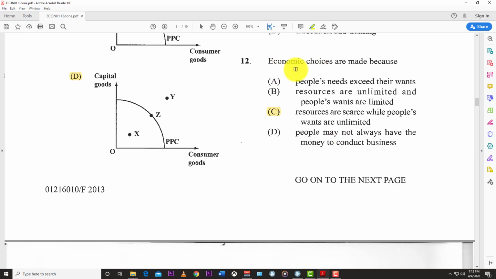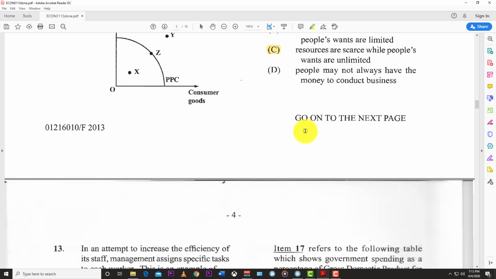Number 12, economic choices are made because, and the best answer here is C, resources are scarce while people's wants are unlimited. Or we want a lot, but resources are scarce, and so therefore we have to make proper choices as to what to do, whether they prioritize, etc.